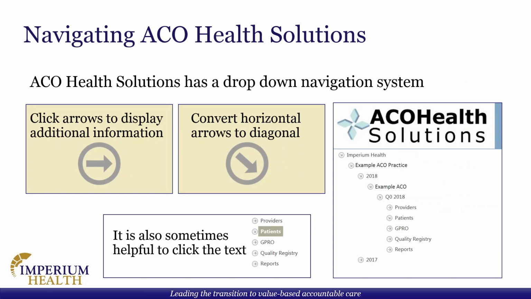So once you're in the system, I love the way that ACO Health Solutions is set up with a drop-down or waterfall type approach. There are different arrows that are set up, and that's your way of clicking through, and whenever you turn a horizontal arrow to a downward-facing diagonal arrow, you're going to be able to see a little bit of extra information. Click around, navigate through the system, and that's going to be one of the best ways to discover a little bit more information for yourself.